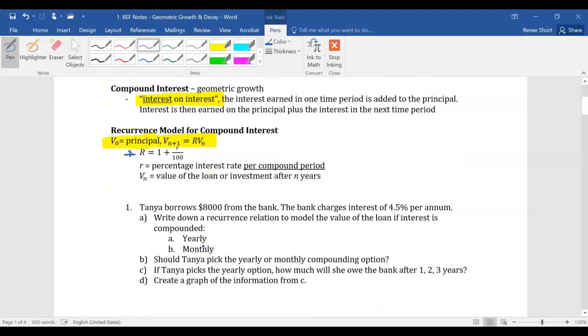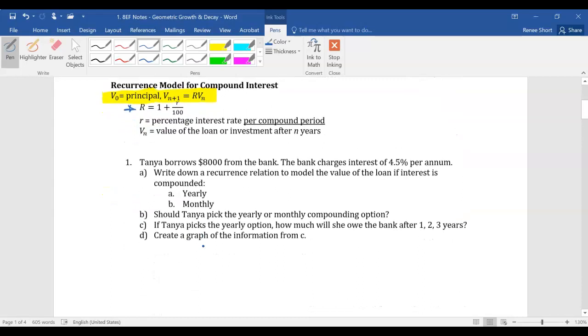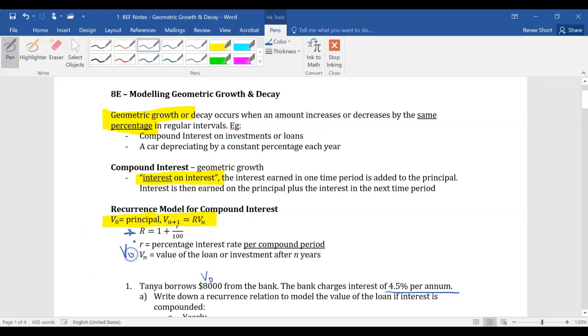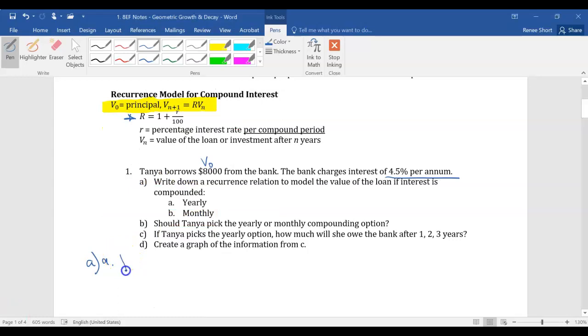So if we look down here at an example, it's got that Tanya borrows $8,000 from the bank and the bank charges interest of 4.5% per annum. Now it says here, write down a recurrence relation to model the value of the loan if interest is compounded yearly and also if interest is compounded monthly. So one thing I'll say is interest rates are always given to us as per annum, okay? And we know that our V0 here is $8,000. So V0 is $8,000, okay? And then Vn+1 = (1 + 4.5/100) × Vn.